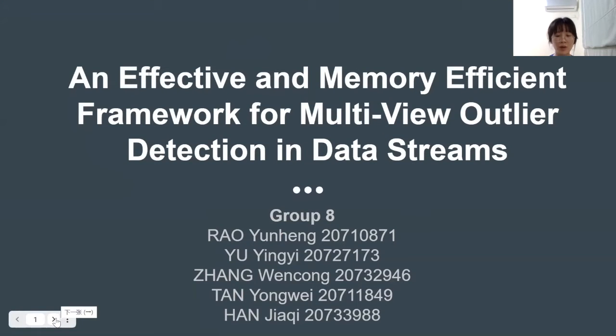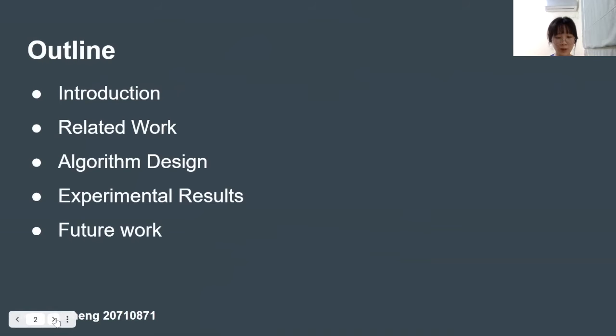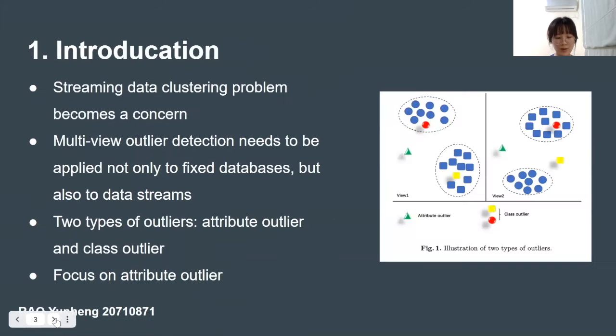I'm Rao Yunheng. We're going to introduce our project, an effective and memory-efficient framework for multi-view outlier detection in data stream. And we divide the presentation into 5 parts shown in the slide. Let's move to the first part.